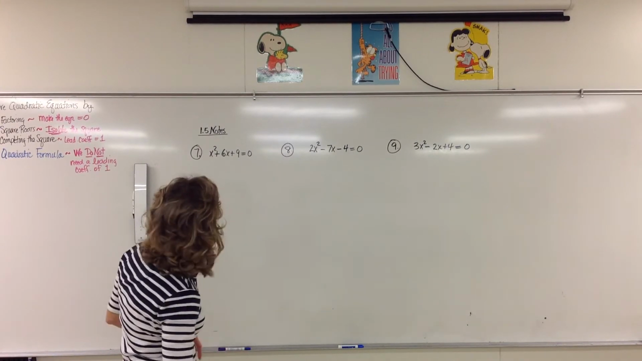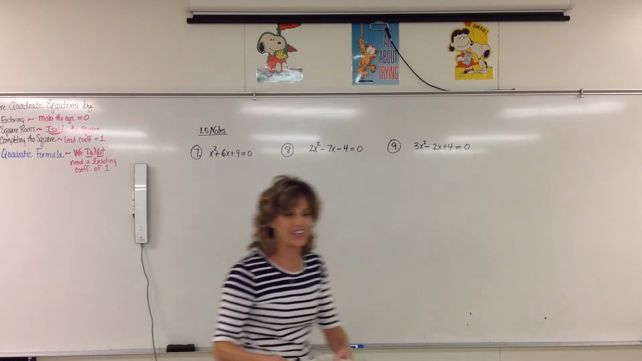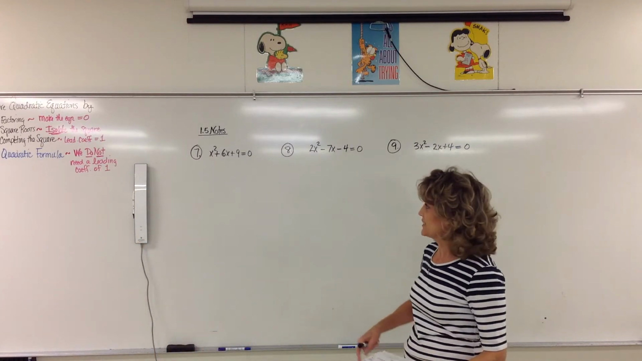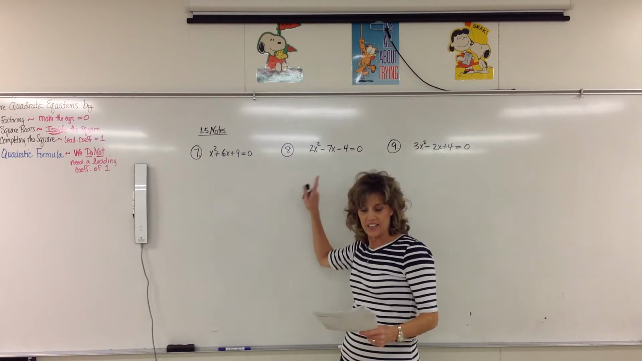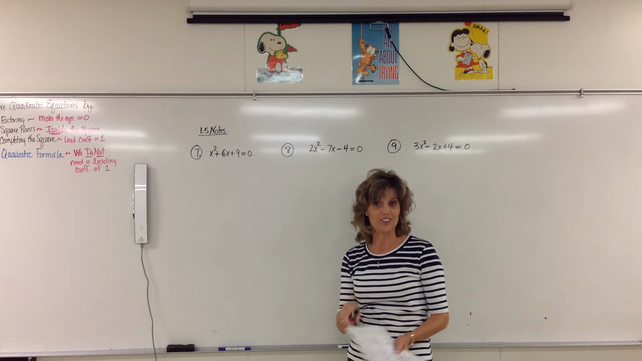Okay, this is 1.5 homework, part 2. And here are a few extra problems that we didn't get to last time. On 7, 8, and 9, here were the instructions. Find the discriminant. You remember how to do the discriminant? It's just the part underneath the radical.